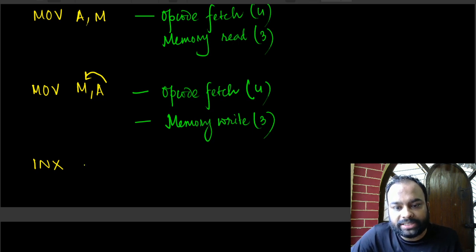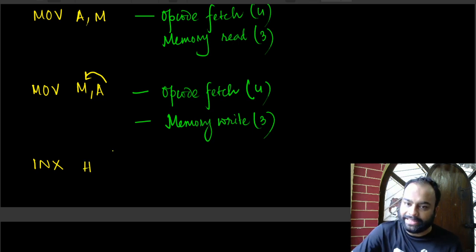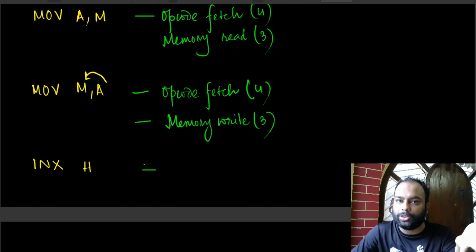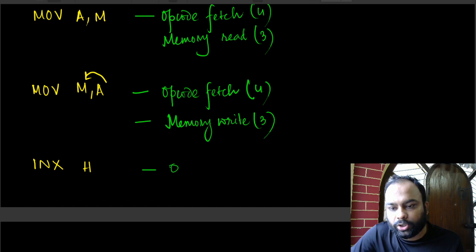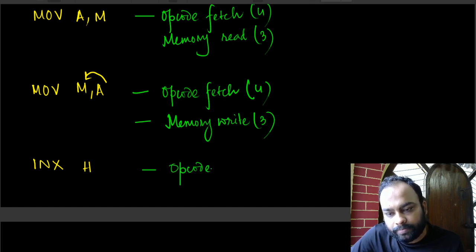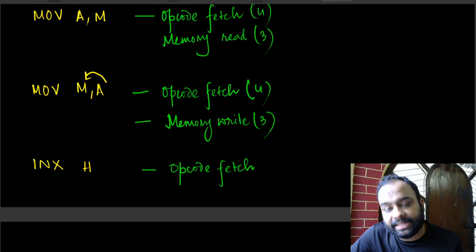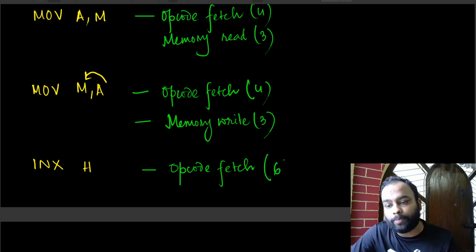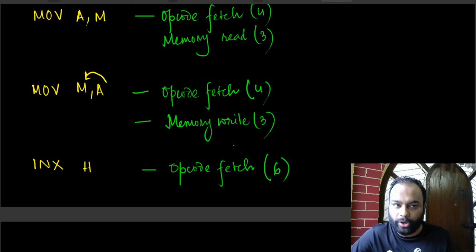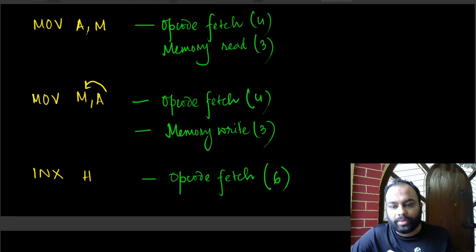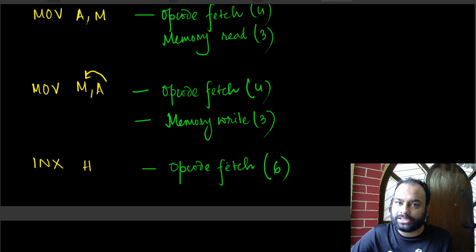So if I say INX H or INX anything, it only does an opcode fetch, of course, because the registers are internal to the microprocessor. So it's not going to do a memory read, memory write, or anything like that. It's going to do an opcode fetch. But this is a special kind of opcode fetch because this opcode fetch itself takes up 6 clock cycles. And how do I know? Because I have read the book. Otherwise there is no way for you to know this, right?